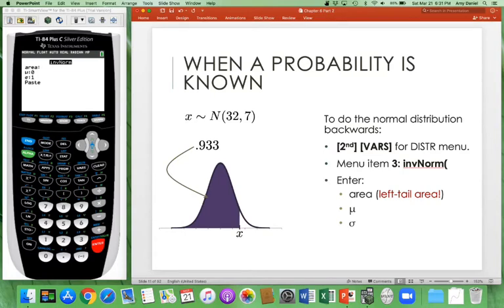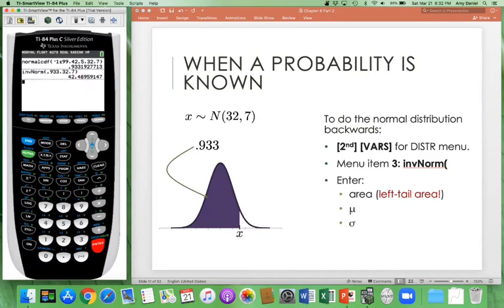All right, so I'm going to enter in my area, my left-tailed area, which is 0.933, my mean, and my standard deviation. And then it'll calculate what the normal CDF does, but backwards. And I don't get quite 42.5 because we had rounded off that 0.933 area. All right, and then we found our x value. Okay, so let's do another one of those, and we'll keep in mind that that area has to be a left-tailed area.